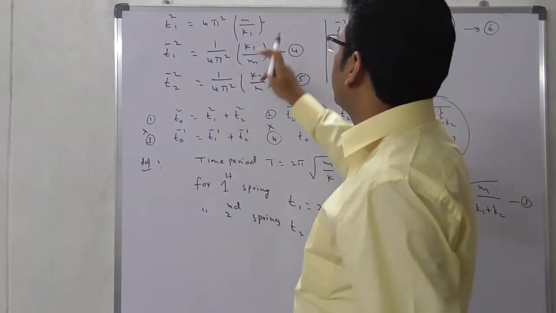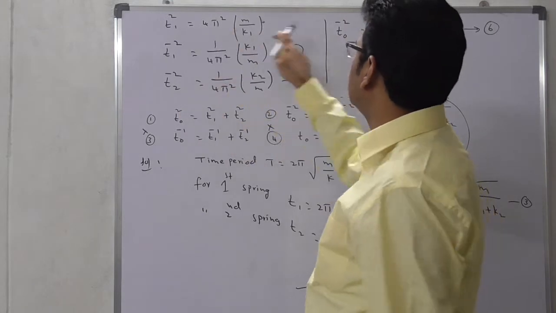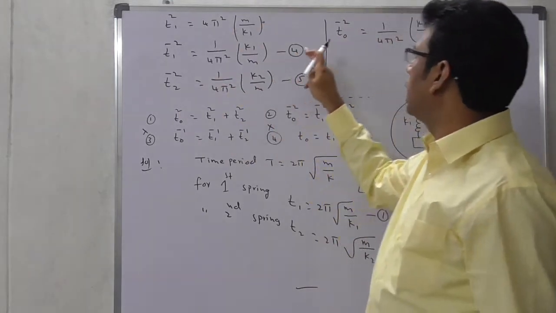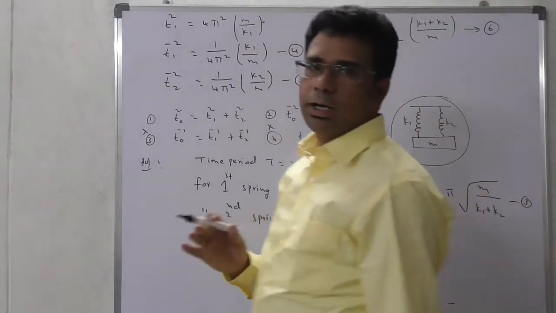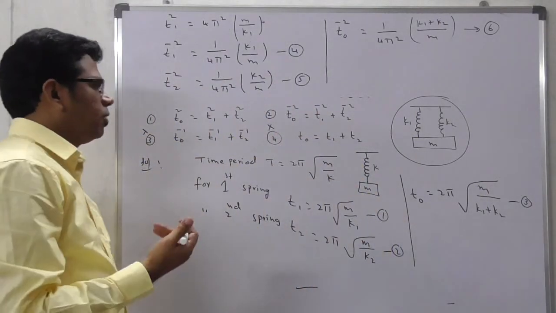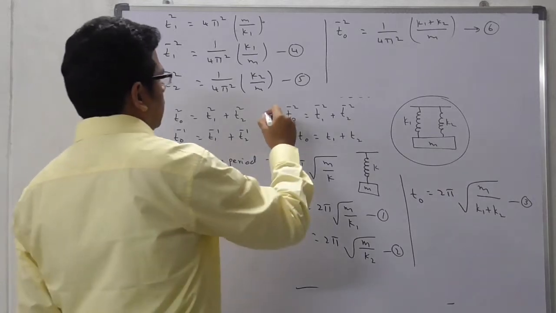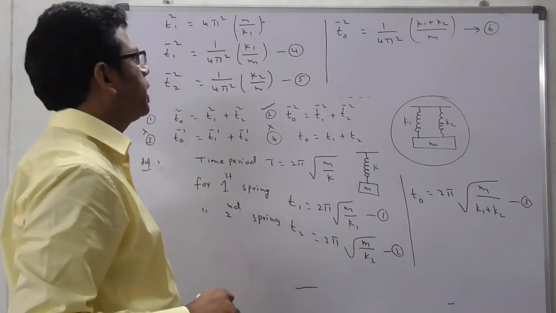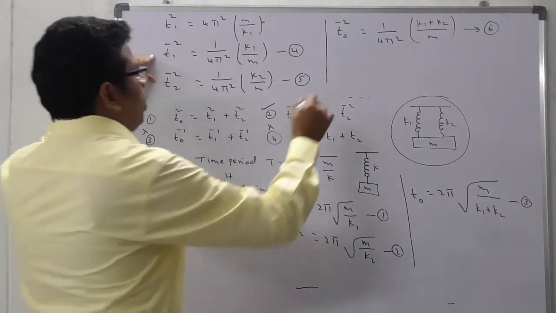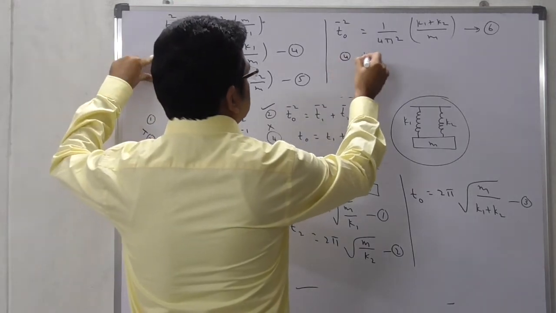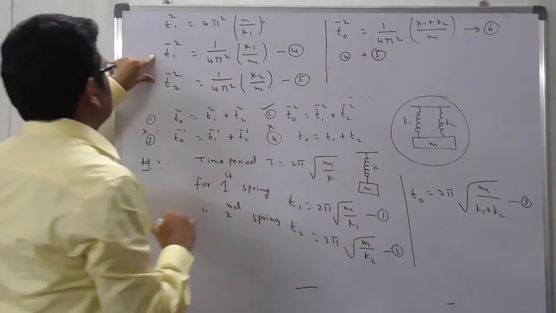So 4 pi square. If we add directly these two, m by k1 and m by k2, we get two different LCMs, so different denominators. It's not possible. So it looks like the second option will be correct. Check once again. So add 4 and 5.